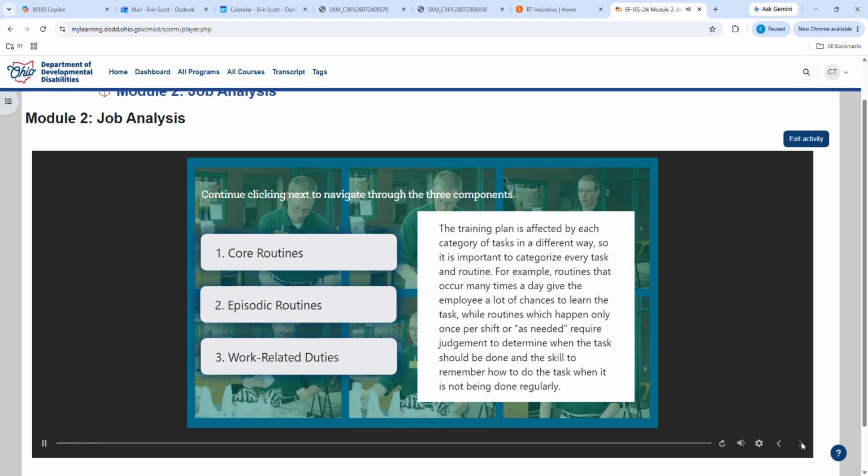The training plan is affected by each category of tasks in a different way, so it is important to categorize every task and routine. For example, routines that occur many times a day give the employee a lot of chances to learn the task, while routines which happen only once per shift or as needed require judgment to determine when the task should be done and the skill to remember how to do the task when it is not being done regularly.